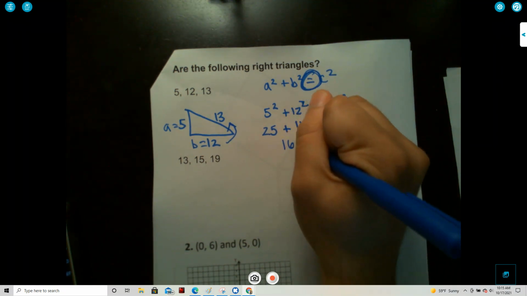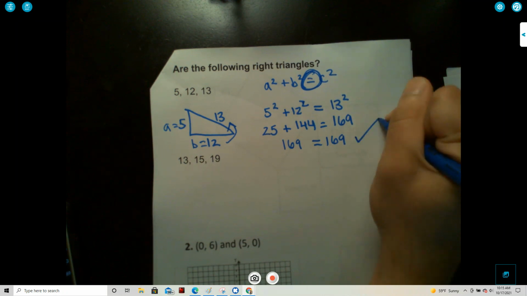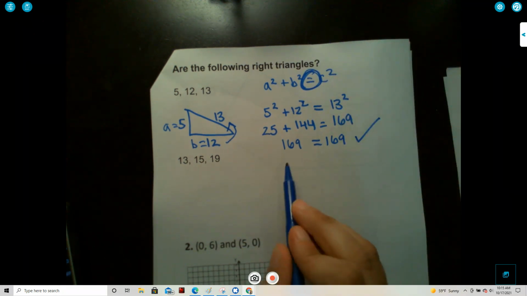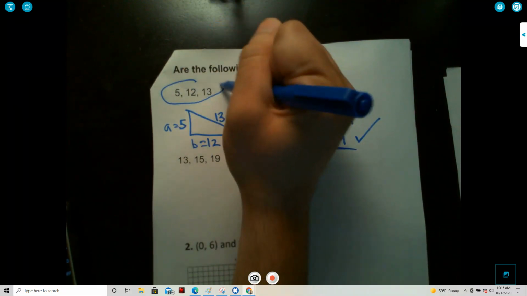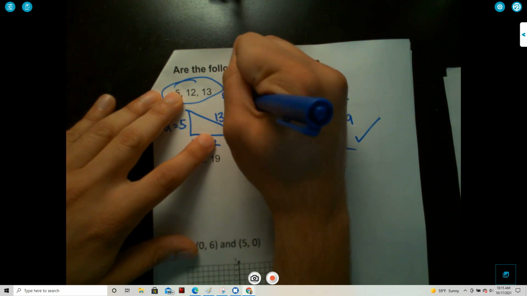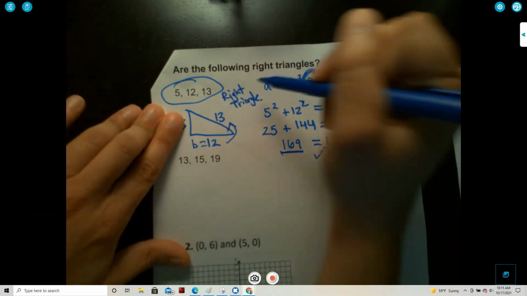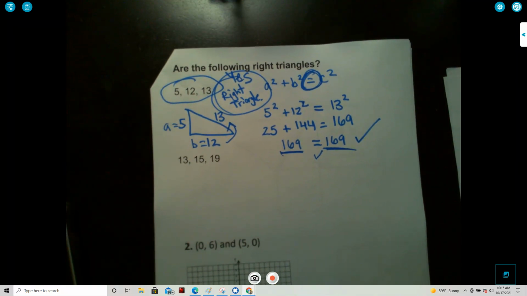That equals 169. So 169 is equal to 169. That's a true statement. So that means the set of three numbers right here is a right triangle. So the answer would be, yes, this is a right triangle. And yes, we could use the Pythagorean theorem.